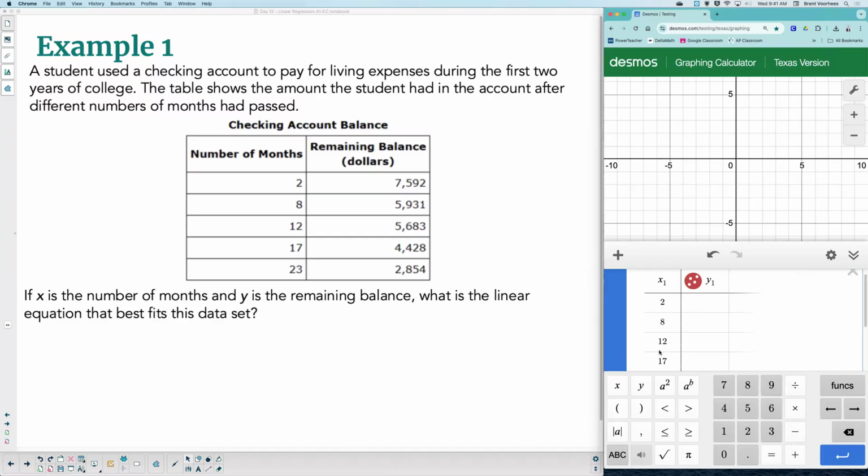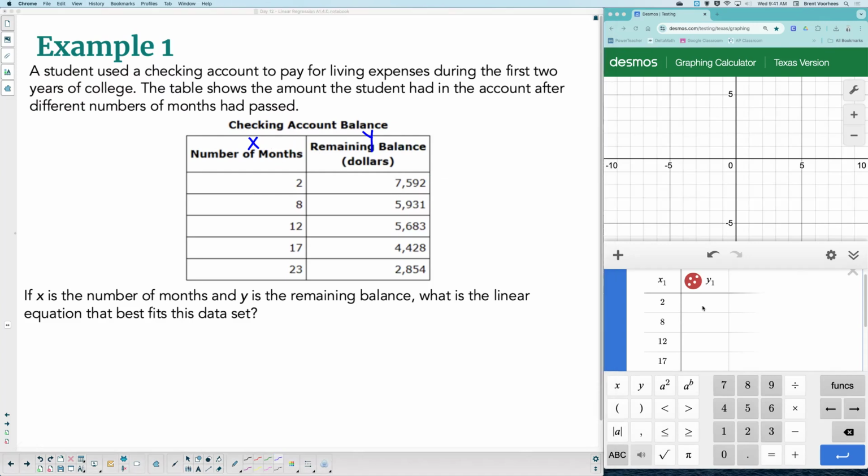Oh, I jumped ahead. I didn't say something. Over here on the table, it doesn't say it, but I want you to always do this. A lot of times on these problems, they're going to be word problems. They won't use the letters X and Y. The first column is always what letter? Is it X or Y? X. Put an X on your packet here over the number of months and put a Y over the remaining balance. This is going to be important in a moment.